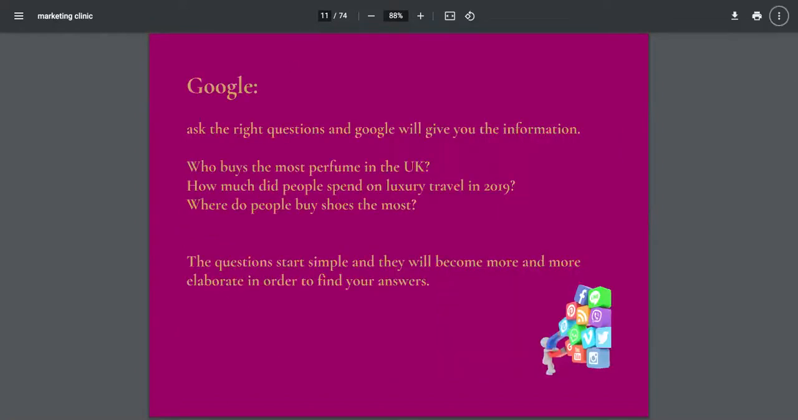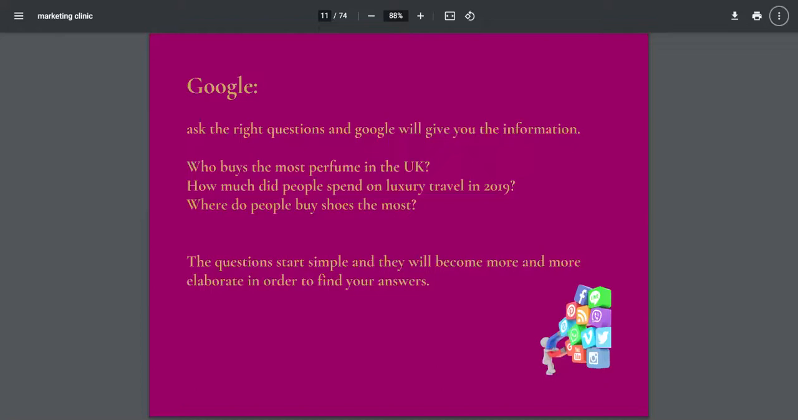Okay, so with Google, you ask the right questions and Google will give you the information. So as I was saying before, for example, who buys the most perfume in the UK? How much did people spend on luxury travel in 2019? Where do people buy the most shoes? Those are just basic questions that you can ask Google. My advice is to start the questions simple, and they will become more and more elaborate in order to find the right answer.